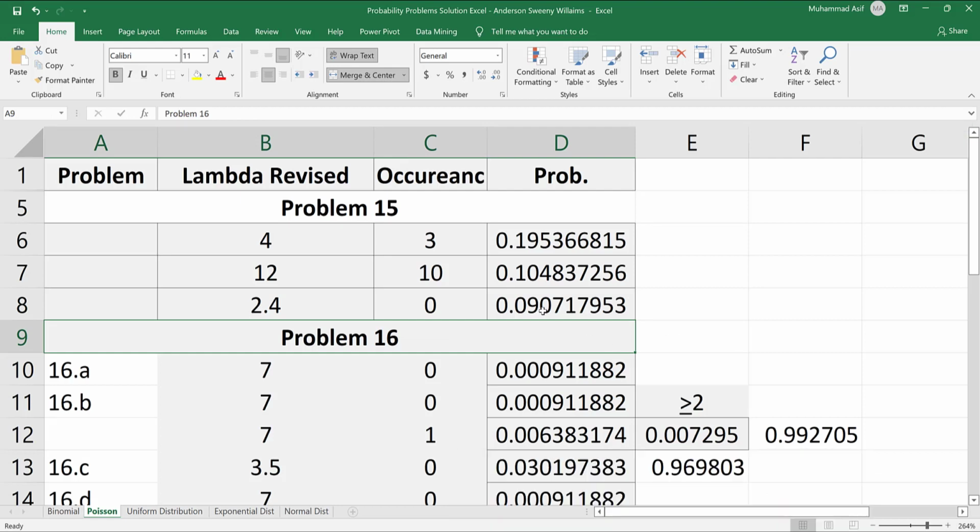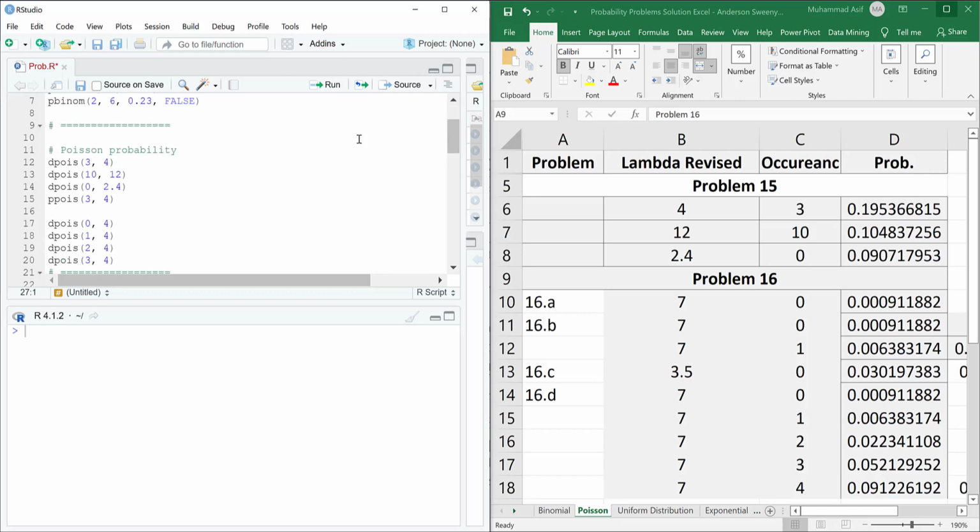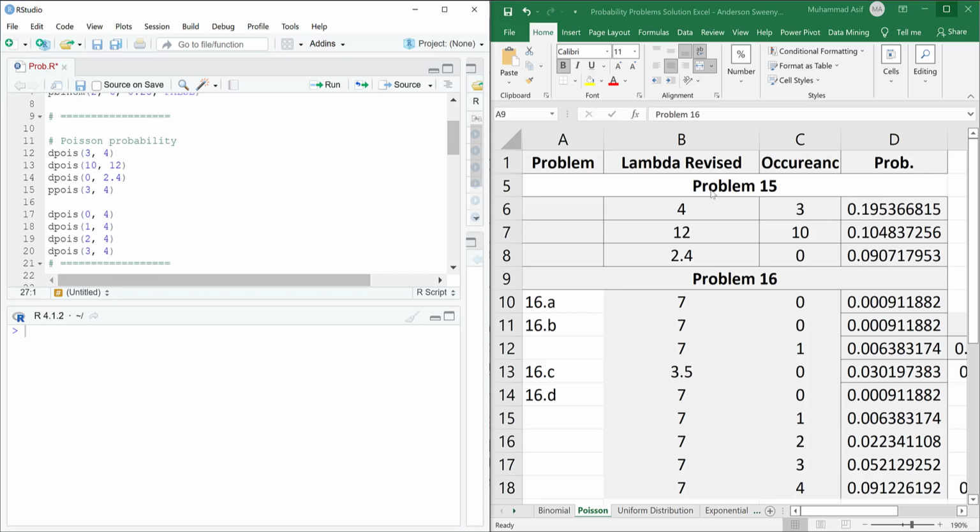That gives a probability of 9.07%. To calculate Poisson probability in RStudio, we'll be using 2 functions: one is dpois and the other is ppois. Let's start with dpois. In dpois, let's say we start with the same problem that we had earlier, which we also solved in Microsoft Excel.